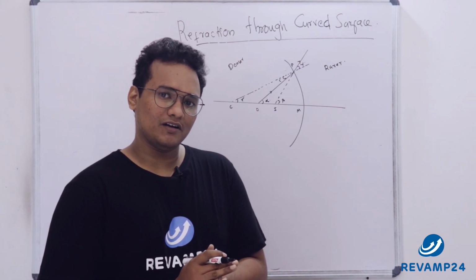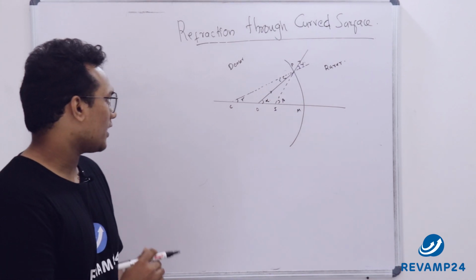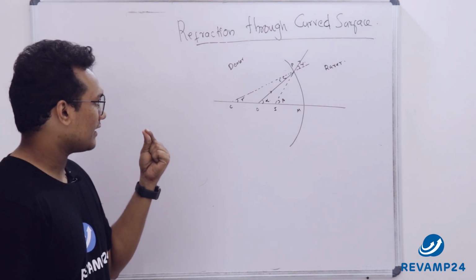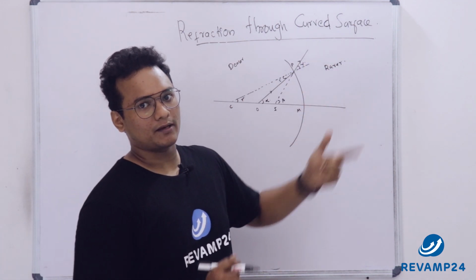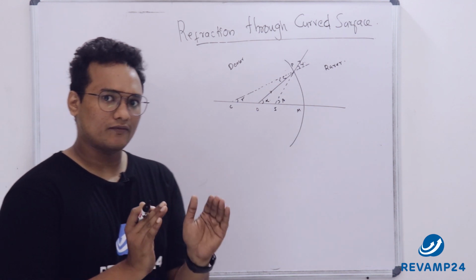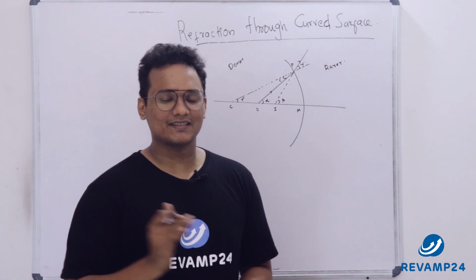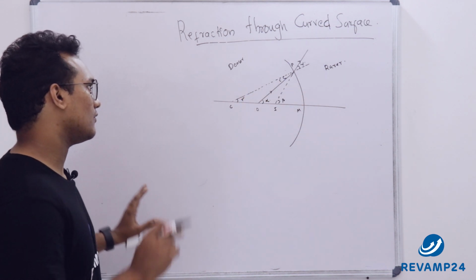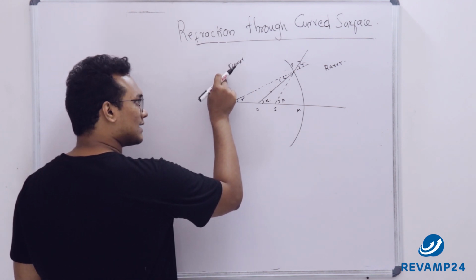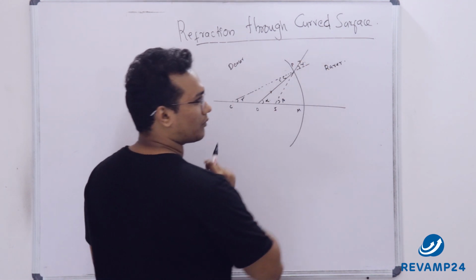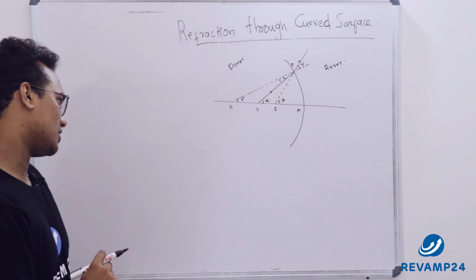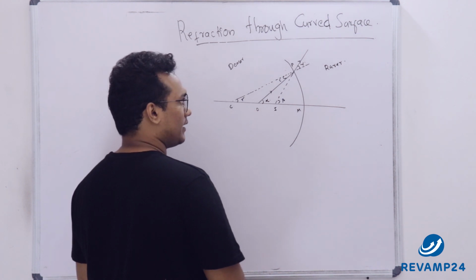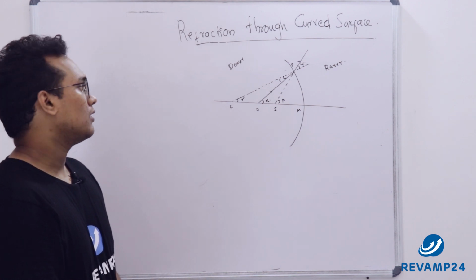In the previous example, we have learned the equation for a curved surface when the light ray enters from a rarer medium to a denser medium, and the curved surface which we considered was convex in nature. Now for the same convex surface, we will do the derivation when the light ray enters from denser medium to rarer medium. We will see if there is any change.